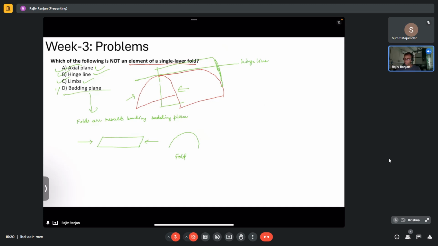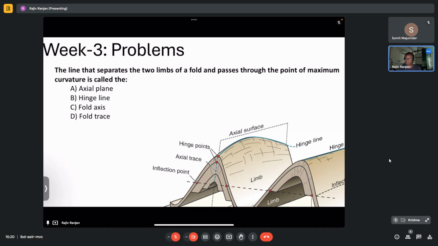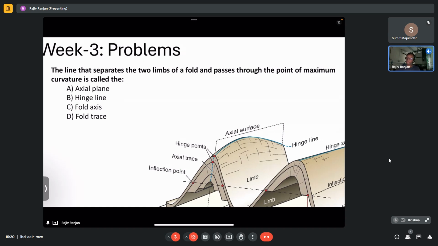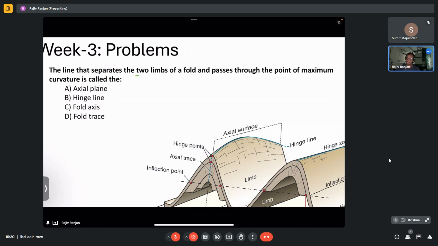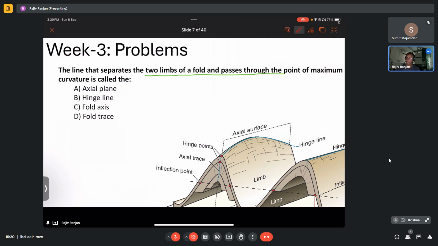So I have kept one photo here. First we will try to solve this question, then we will discuss from the image. The line that separates the two limbs of a fold and passes through the point of maximum curvature is called what? It is called that line.